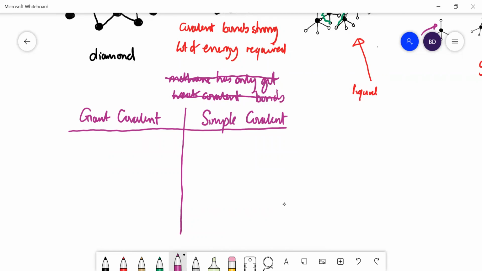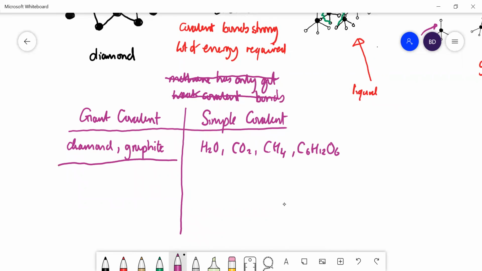Right, so giant covalent examples would be diamond. And we're going to look in a minute at graphite, which is another form of carbon. Simple covalent is most of the covalent molecules you've ever heard of, like H2O, carbon dioxide, methane, glucose. It's even got quite a lot of atoms in it, but it's still simple covalent.